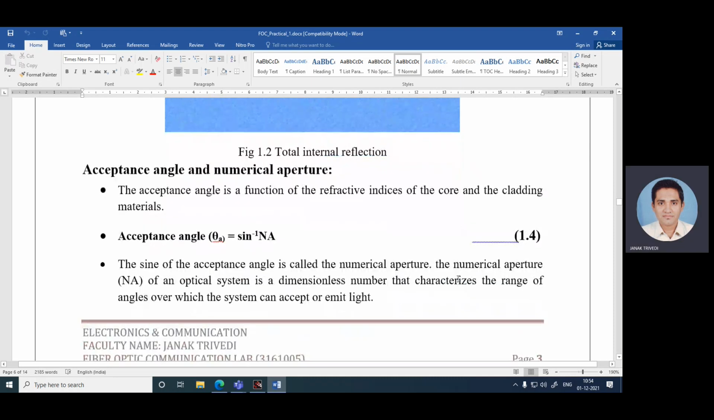Acceptance angle and numerical aperture. The acceptance angle is a function of the refractive index of the core and the cladding material. The acceptance angle is defined as theta_i, which is equal to sine inverse of the numerical aperture. The sine of the acceptance angle is called the numerical aperture.